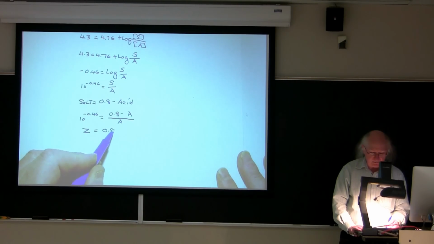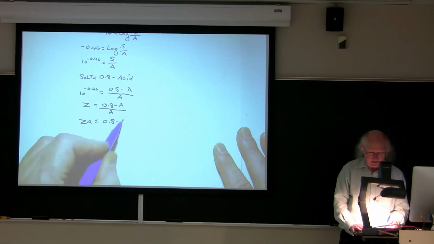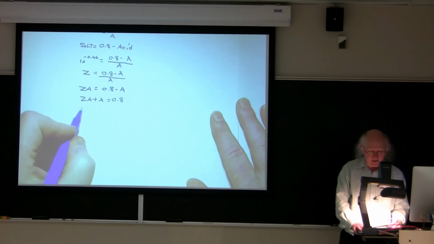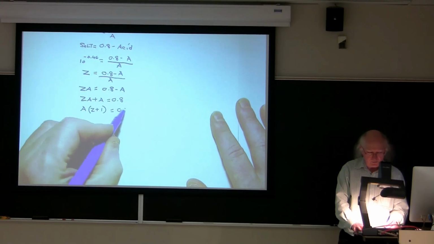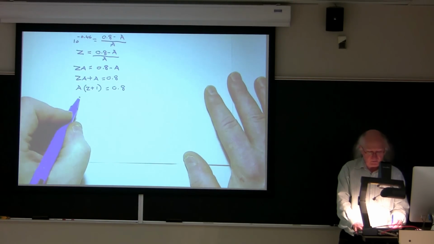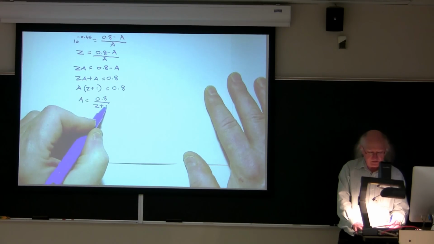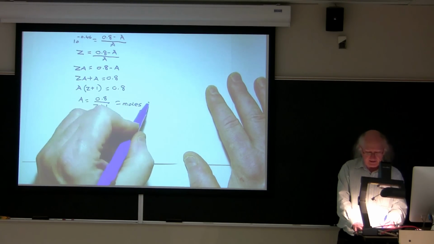So we say Z is equal to 0.8 minus A divided by A. Well, if I multiply both sides by A, I get ZA equals 0.8 minus A. And I can then bring A over, saying that ZA plus A equals 0.8, and that A times the quantity Z plus 1 equals 0.8. And now dividing both sides by Z plus 1, I get A equals 0.8 divided by Z plus 1. I have now found the number of moles of acid.